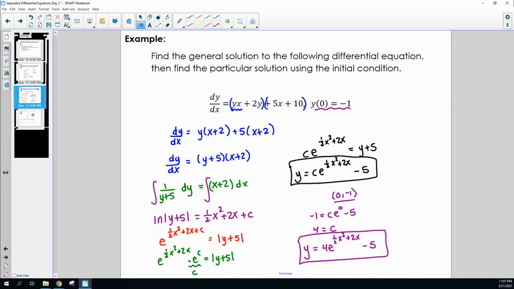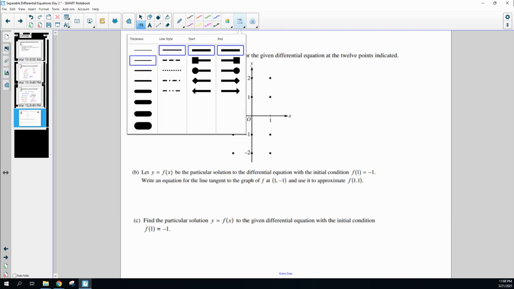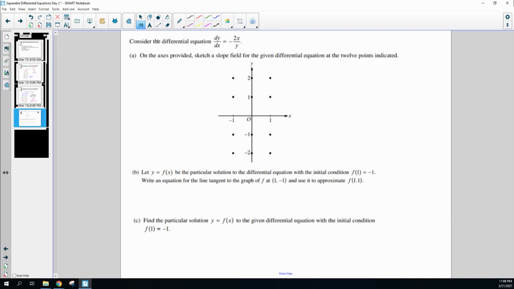And then lastly, we're going to look at an AP problem, kind of putting this all together and reviewing linear approximations, which was also called linearization, that we did a while ago, but hopefully we'll remember. So here's an AP problem. We're given a differential equation, dy over dx equals -2x over y. So on the axis provided, sketch a slope field for the given differential equation at the 12 points indicated.